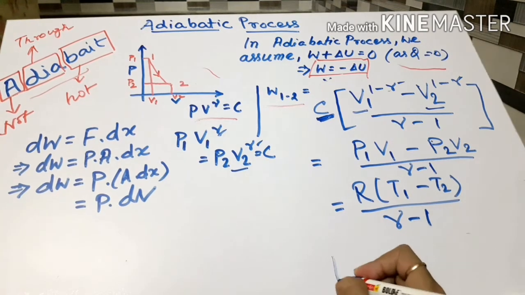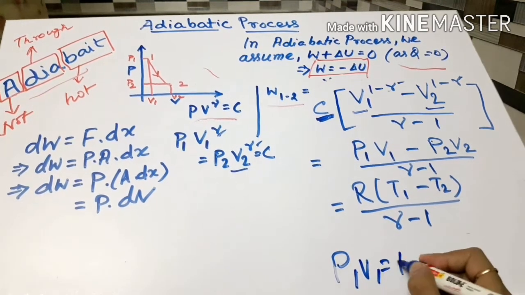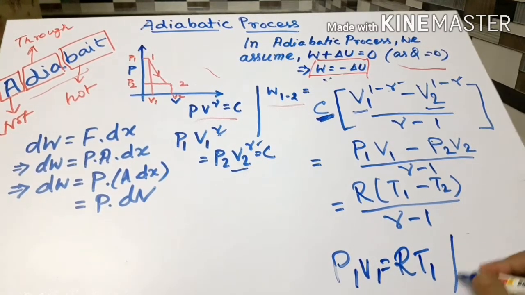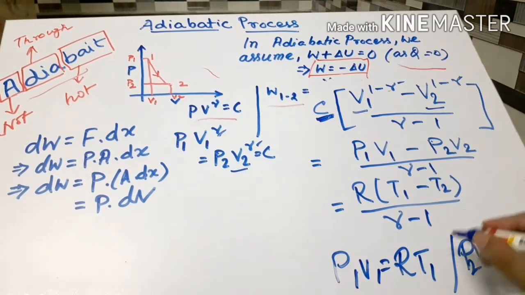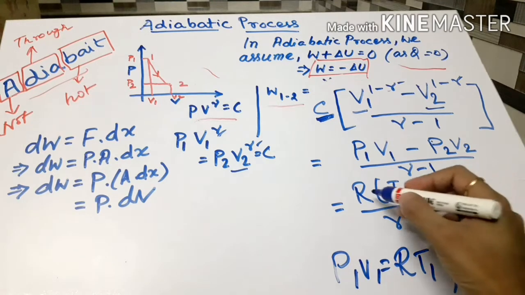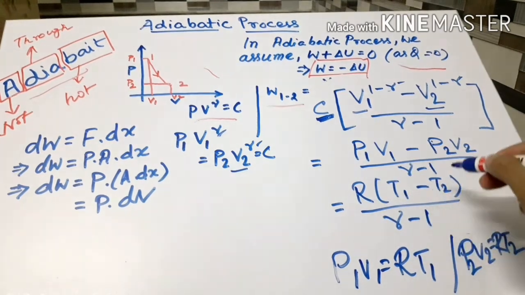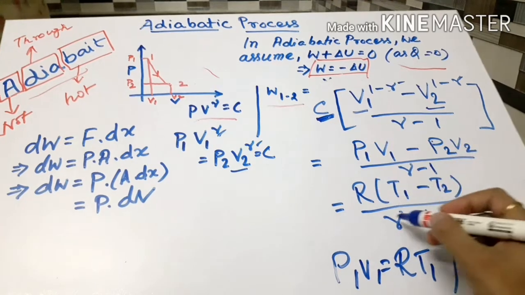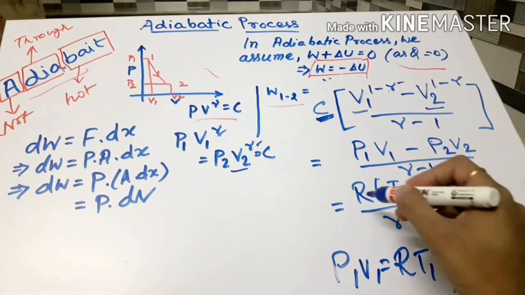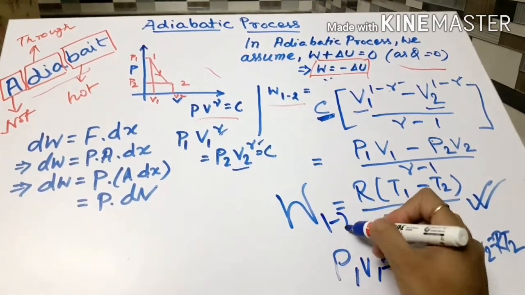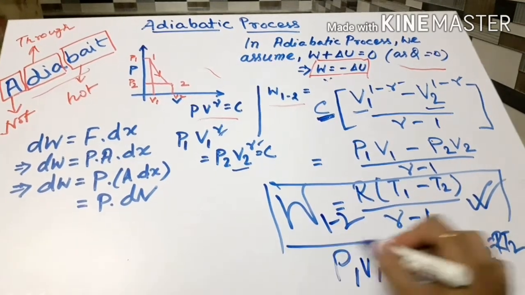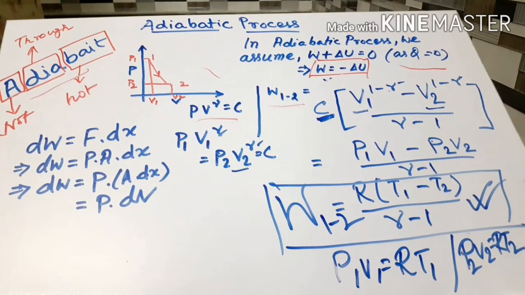As we know, P1 V1 is equal to RT1, and P2 V2 is equal to RT2. Replacing these values in this equation, we get RT1 minus RT2. Taking R as common, we get R times T1 minus T2 divided by gamma minus 1. This is the work done formula for the adiabatic process. We will use this formula to find answers in case they ask about work done in adiabatic process.